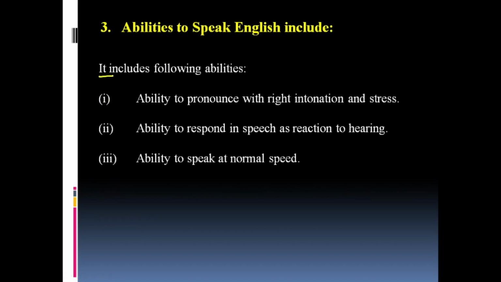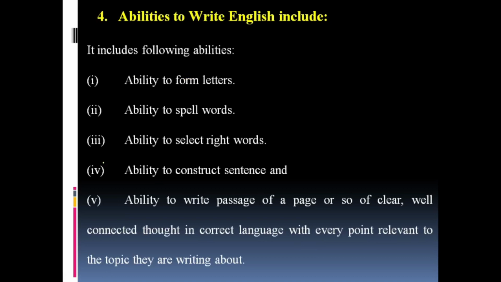Abilities to speak English include ability to pronounce with right intonation and stress, ability to respond in speech as reaction to hearing, ability to speak at normal speed. Abilities to write English include ability to form letters, ability to spell words, ability to select right words, ability to construct sentences, ability to write a passage of a page or so of clear, well-connected thought in correct language with every point relevant to the topic they are writing about.